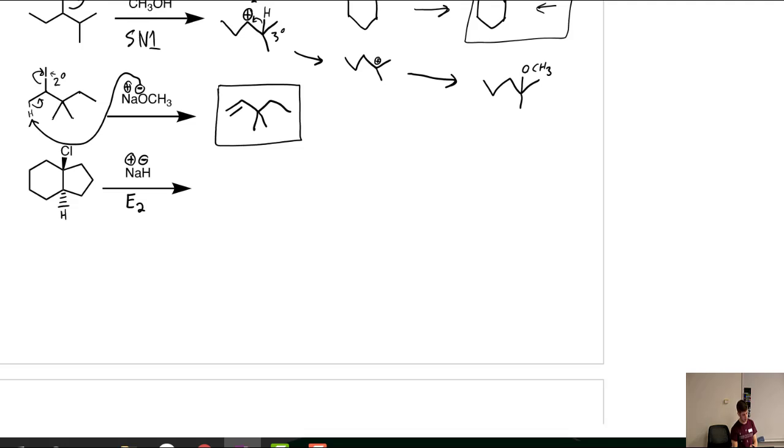Now, if there were wedges and dashes, then we need to check. One of the ways we could check is to actually draw the chair conformation. But I'm not going to do that for this one, because I know the hydrogen can be here; they didn't show it, they showed it on a line. If this hydrogen was on a wedge, then we couldn't eliminate it, not with this mechanism. So I know it can be on a dash, and since it can be on a dash, we say it is on a dash.